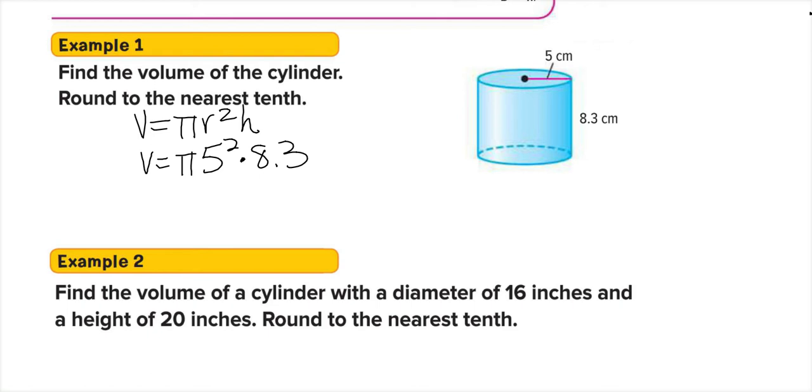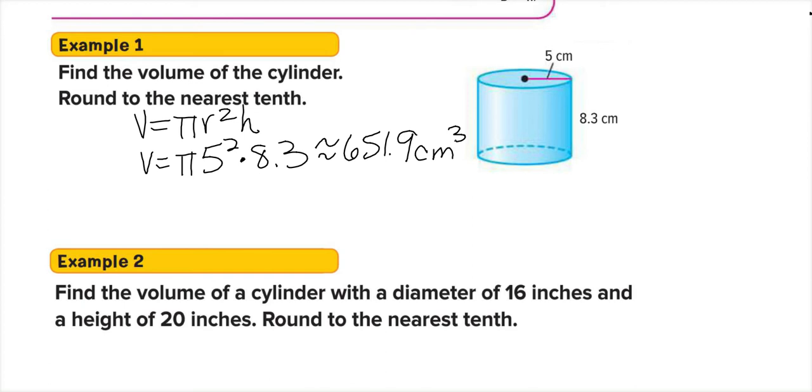I'm grabbing mine right now. Again, this goes fast, so make sure you're with me, and pause if you need to. So pi times 5 squared. Remember, the squared button's over there by the 7. Then times 8.3. We're going to round to one decimal place, so I got 651.88. The 88 will round up, so approximately 651.9, and this is centimeters cubed, or cubic centimeters.